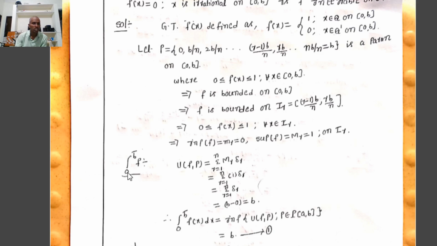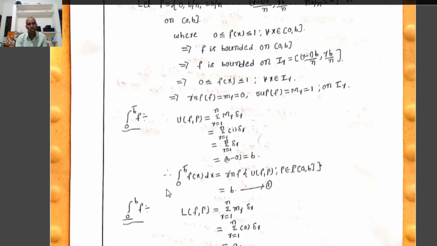Therefore, the upper Riemann integral from 0 to b of f(x) dx equals, first we have to find the upper Riemann sum. By definition of the upper Riemann sum, U(f,P) equals the summation r equals 1 to n of capital M_r delta_r, where capital M_r is the supremum of f(x) on I_r. Here capital M_r equals 1, so the summation of delta_r equals b minus a, where a is 0, so that equals b. Therefore U(f,P) equals b.